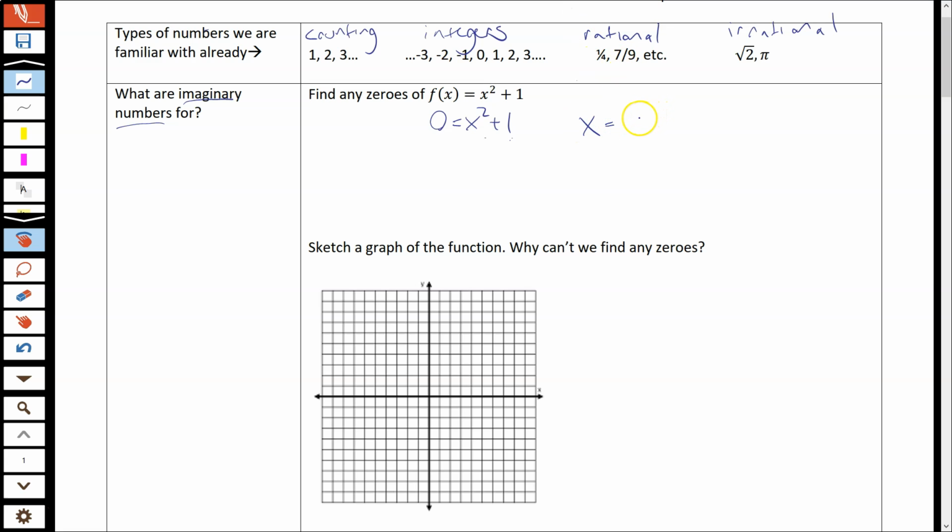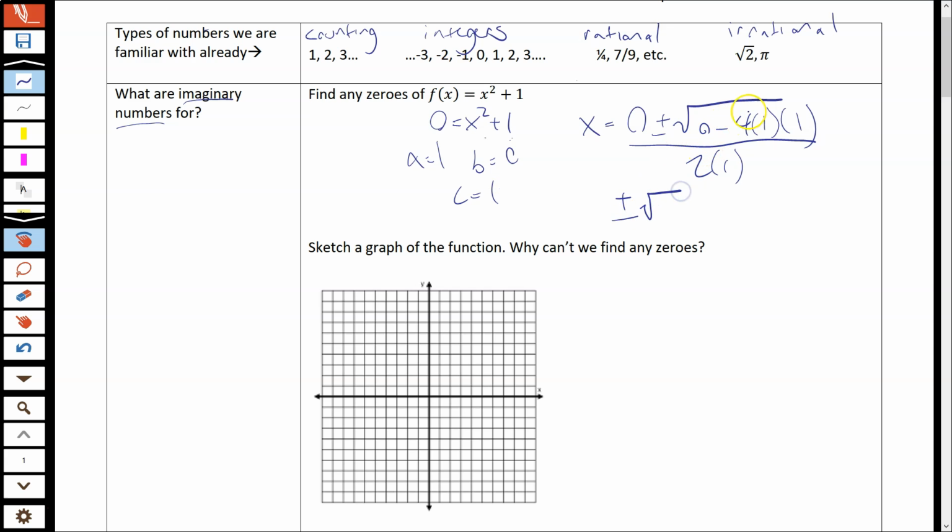We're going to say x is equal to negative b plus or minus the square root of b squared minus 4 times a times c, all over 2a. So I just did the quadratic formula, right, with a equals 1. b is 0, right, because there's no second term. And then c is 1. And as we simplify this, you probably see the problem already. Underneath the square root, I get negative 4 over 2.